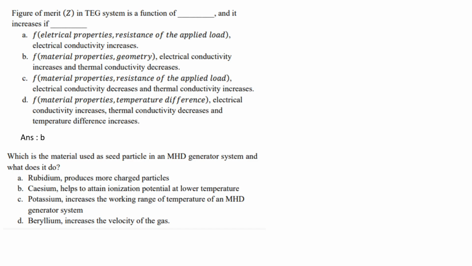The next question: which material is used as seed particle in the MHD generator system and what does it do? The options are: rubidium produces more charged particles; cesium helps to attain ionization potential at low temperature; potassium increases the working temperature range of an MHD generator; and beryllium increases the velocity of the gas. So the answer will be cesium, which helps to attain the ionization potential at the lower temperature.